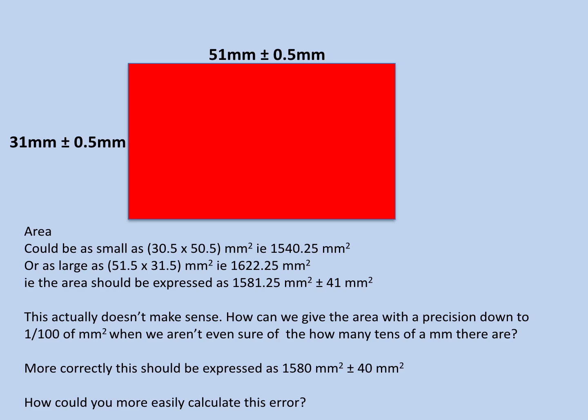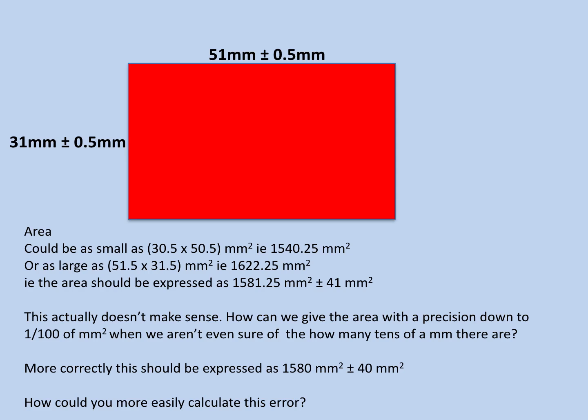Now that doesn't make any sense. So how can we give an area with precision down to 1/100th of a square millimeter when the error is telling us that we're not even sure how many tenths of a square millimeter there are? So more correctly, we should be expressing that area as 1,580 square millimeters plus or minus 40 square millimeters. So surely there's got to be an easier way to calculate and express this thing.